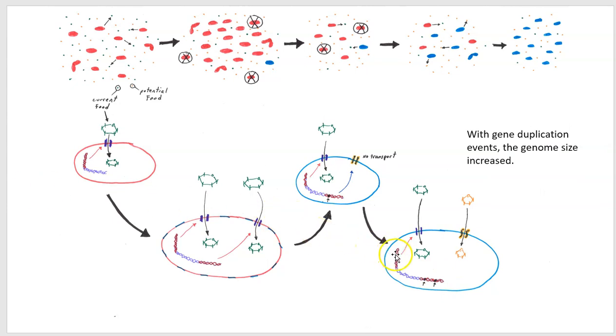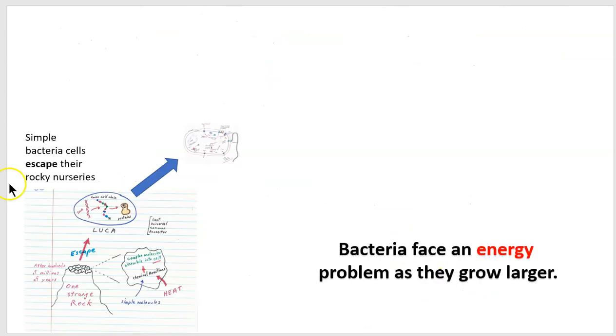We should also note, though, as gene duplication events happened, the genome was increasing. So the organism now has more and more genes. So it's getting more and more DNA over evolutionary time. We also learned that bacteria are restricted in how big they can grow. They face an energy problem as they grow larger.